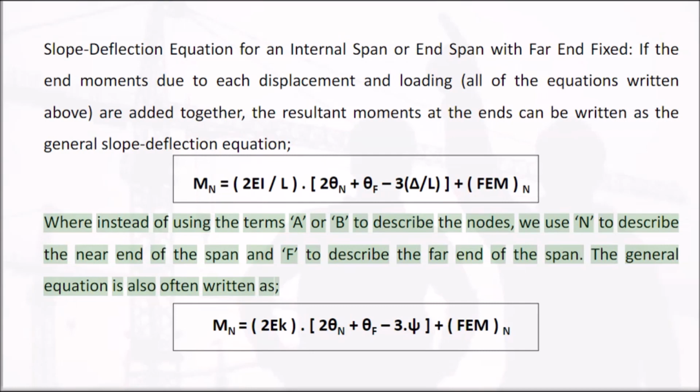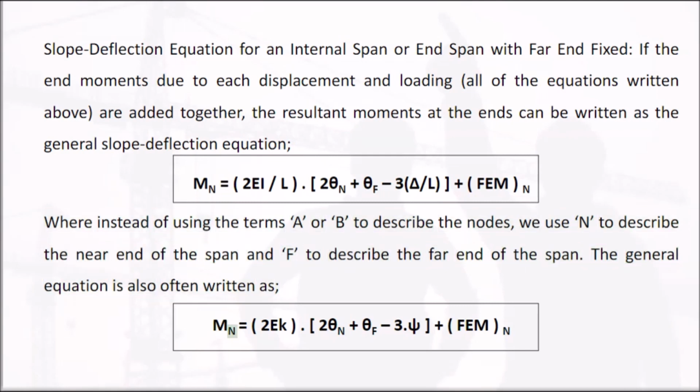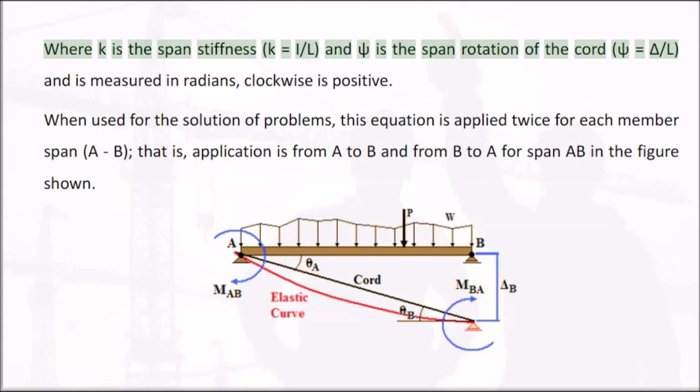The general equation is also often written as M_N equals 2EK (2 theta_N plus theta_F minus 3 psi) plus FEM_N, where K is the span stiffness, K equals I/L, and psi is the span rotation of the chord, psi equals delta/L. Theta is measured in radians, clockwise is positive.